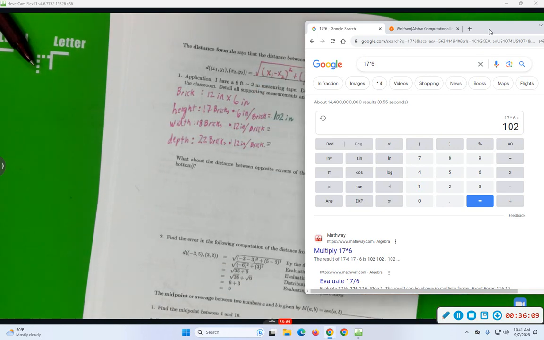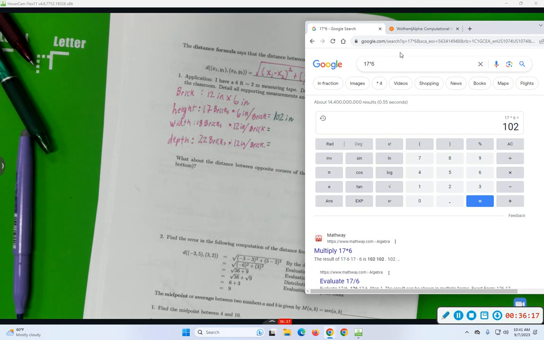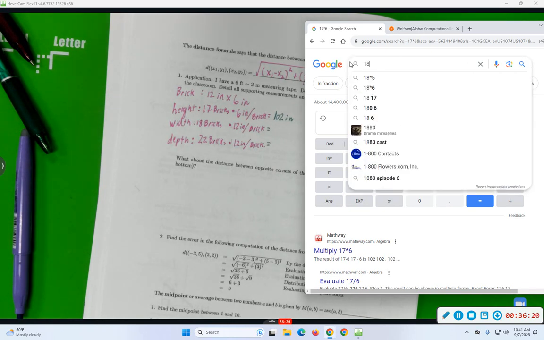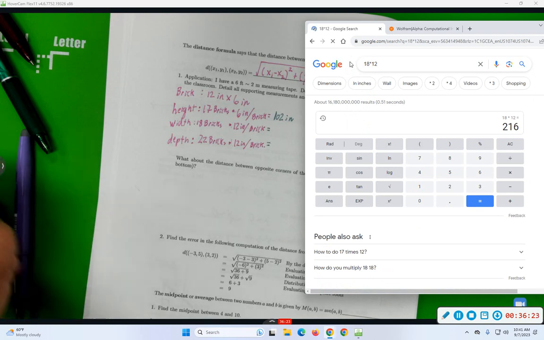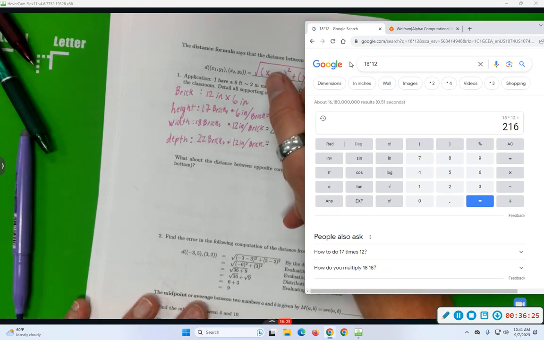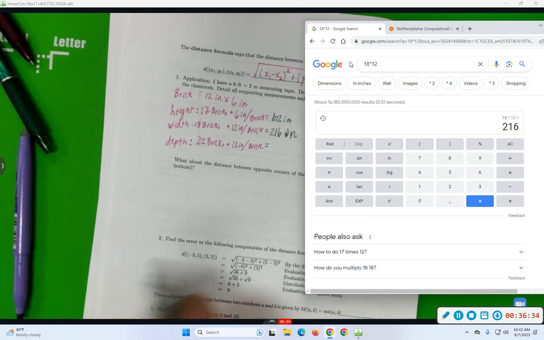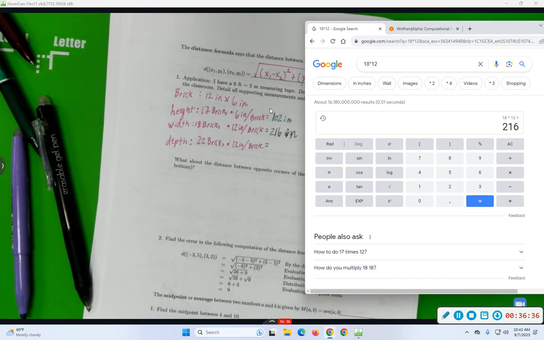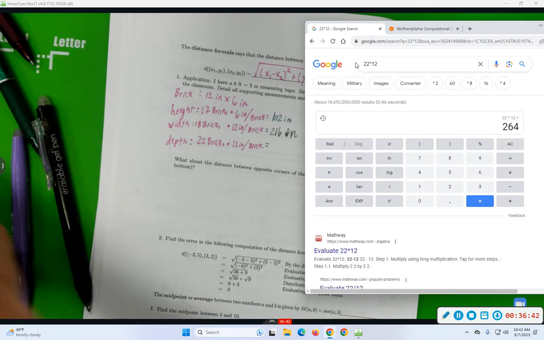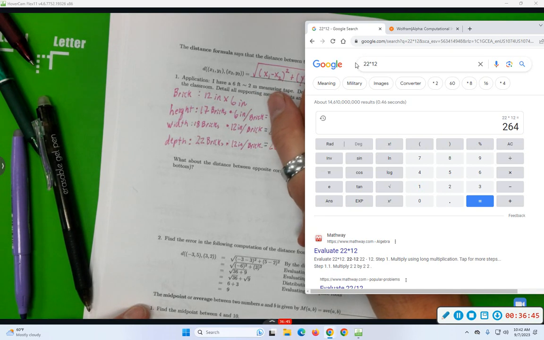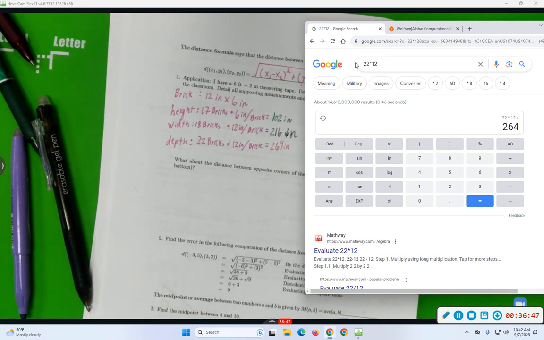Let's do the rest. Those of you who happen to carry calculators around, this would be a fine time to bust them out if you want to use them and check my own answers, check my own values. I'm getting 216 inches for the width. And for the depth, 264.